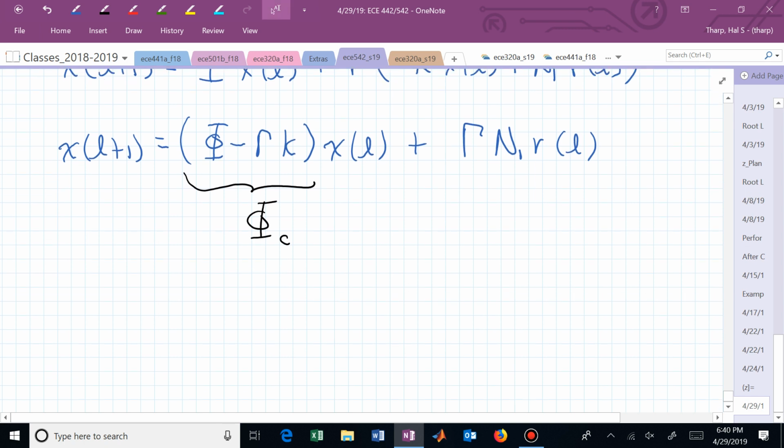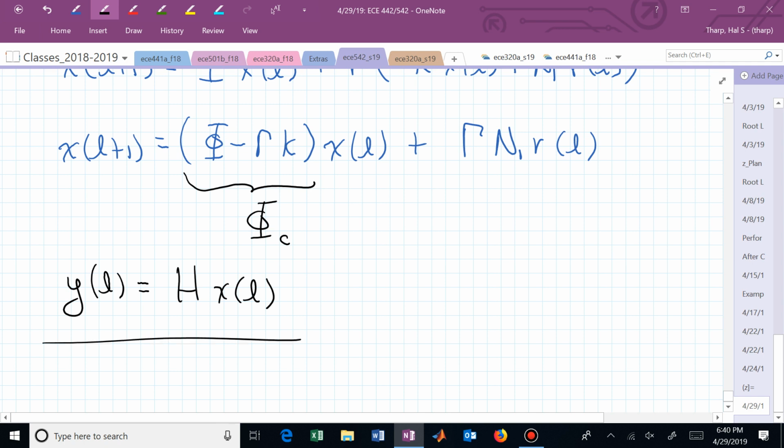And our output y of L is now h x of L. I hope you're now asking, well, how do we pick n sub 1? We know how to pick k. We've talked about that last time and in the review today. We know how to find k, the full state feedback gain matrix k. How do we want to find n sub 1?